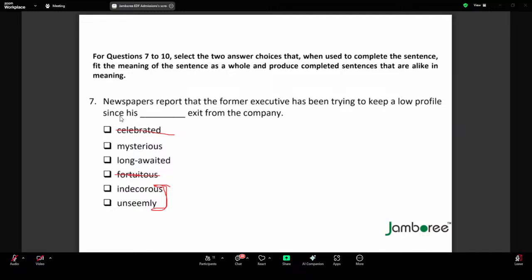All right, so mysterious and long awaited don't have a pair. So this is the only pair I literally have. So I have no choice but to choose this. Yep. Which means undignified or improper, something you're not expecting, something not good, negative.